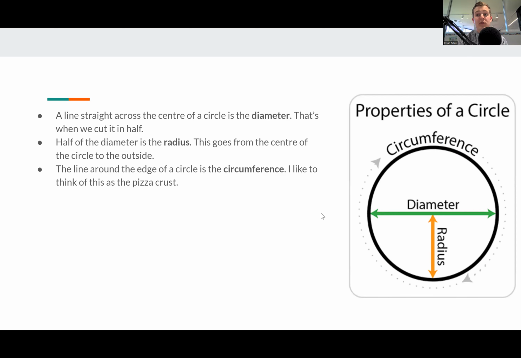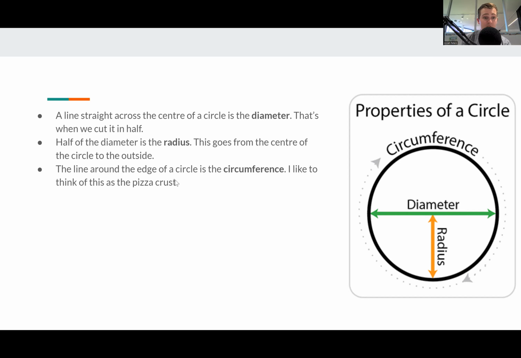Okay, let's have a look at three different things. So properties of a circle. A straight line across the center of a circle is the diameter. That's when we basically cut it in half. So here you can see my green line going from one edge all the way across to another through the center of the circle. That's called the diameter. The next one, half of the diameter is the radius. This goes from the very center dot of the circle to the outside. So a radius is half of a diameter. A diameter is edge to edge, where a radius is edge straight to the center, as you can see in my diagram here.